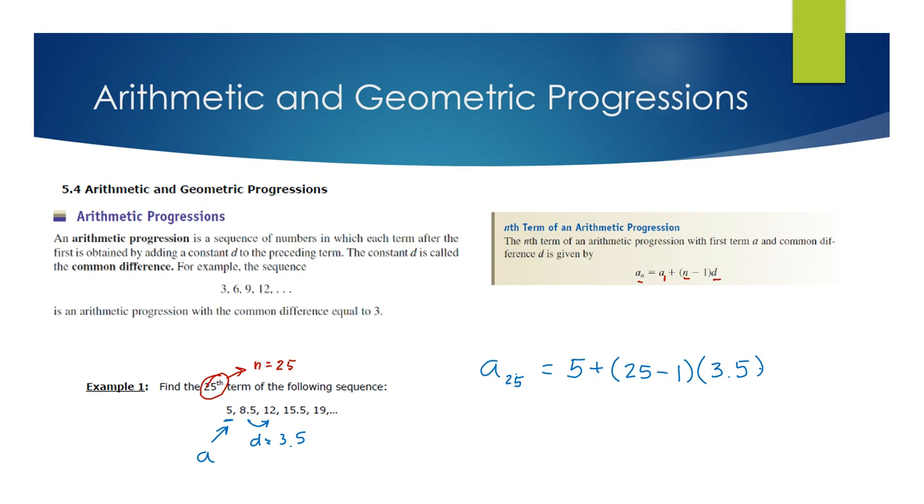A is going to be 5 plus 25 minus 1 times 3.5. And when I work that out, I get that the 25th term of that sequence is 89. So I was given 1, 2, 3, 4, 5 terms of this sequence. I didn't have to figure out 6 through 24 and then use that to get what 25 is. That would have taken a little bit longer. I mean, this is a significant shortcut.